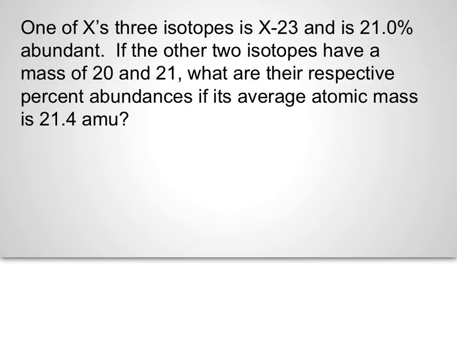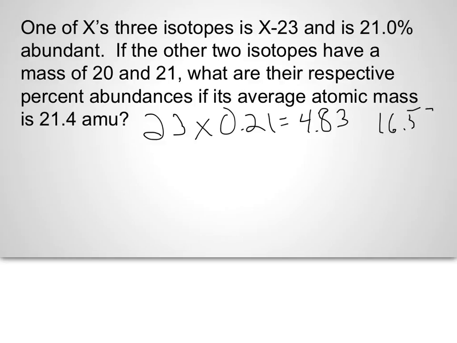Okay, so we went over this a little bit in class, but here's what you need to do. First, you calculate the mass contribution of isotope 23. 23 times 0.21 is 4.83. So that's the mass contribution of the first isotope, which is the one we know. What's left in terms of the average atomic mass, 21.4 minus 4.83, is 16.57. So that's the mass that we need to account for with these other two isotopes.